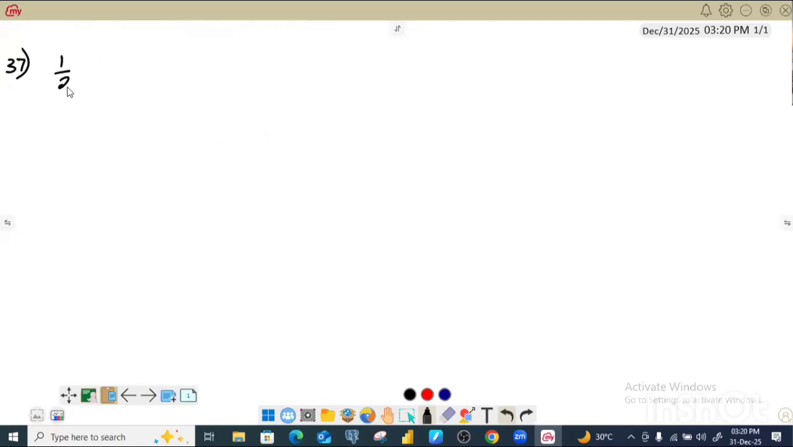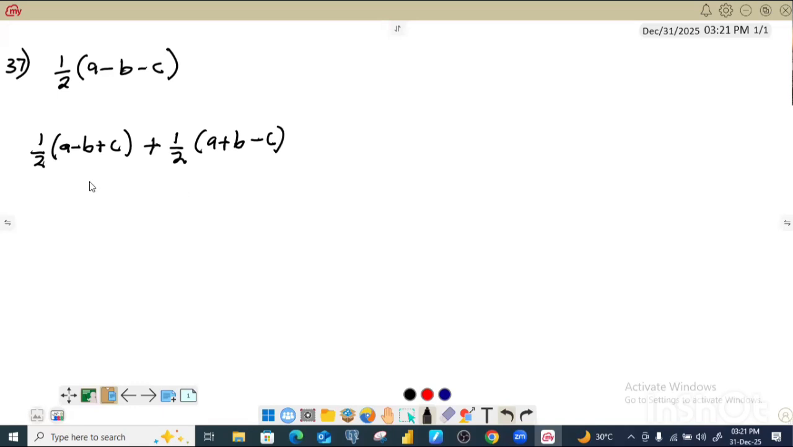You have to subtract half of A minus B minus C from the sum of half of A minus B plus C and half of A plus B plus C. Let's look at how to give out this. Let's find the sum of this first.